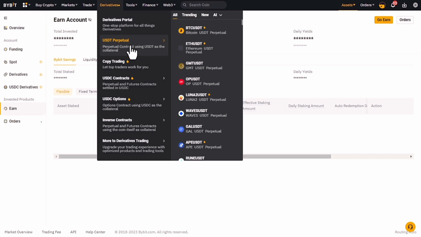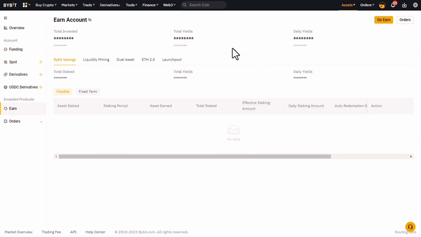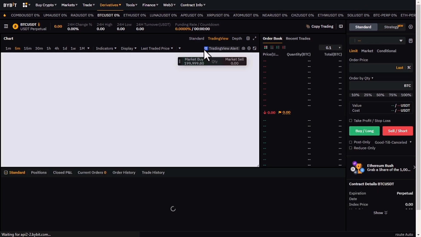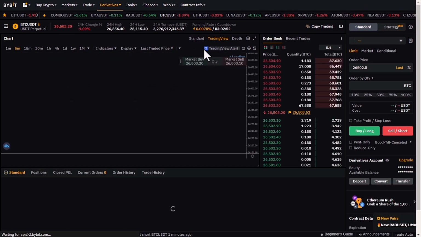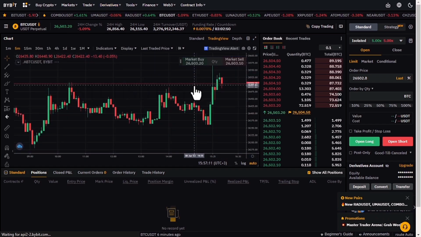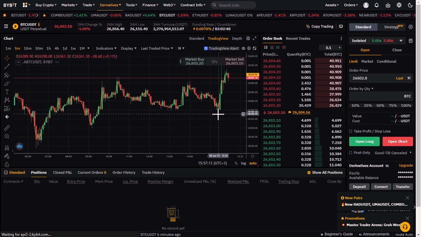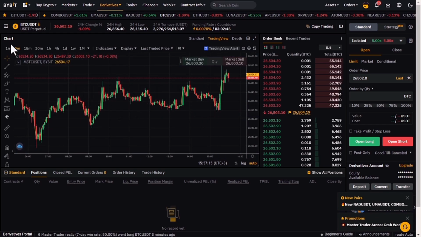So here I go to derivatives, I go to USDT perpetual, and for example, I choose Bitcoin. What I wanna get to know is this page. This is the thing that you're gonna work on, and this is your, let's say, office over here. The first thing which I want to tell you is how to find the assets.